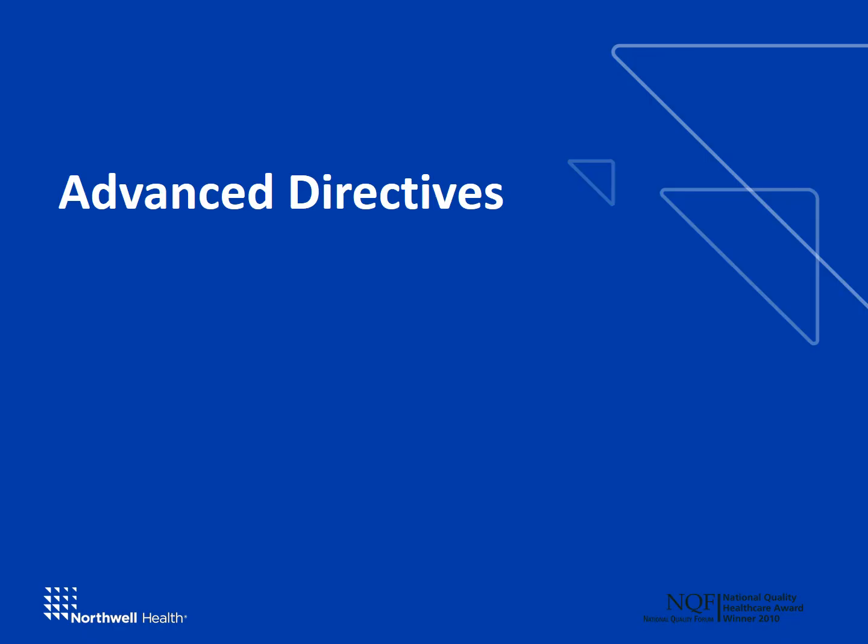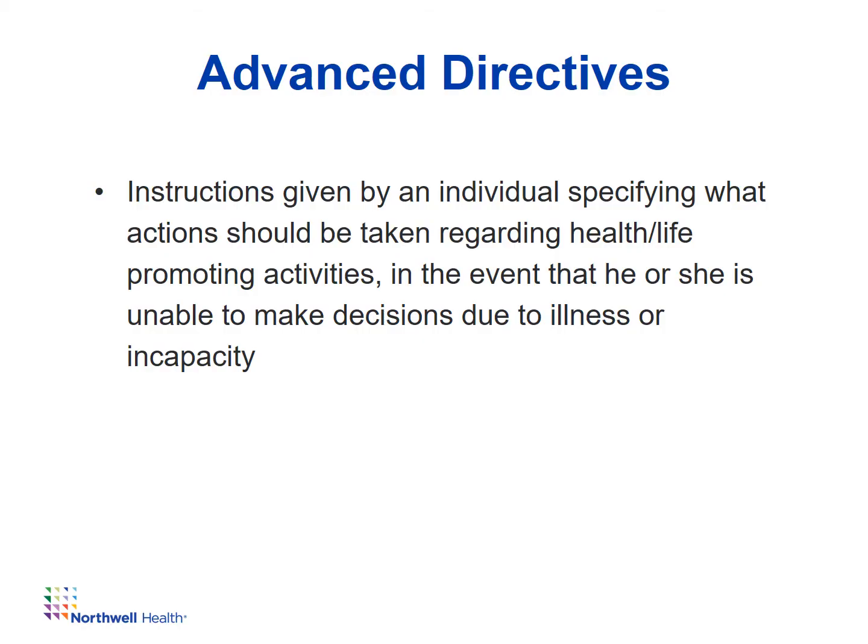We will next review the different types of advance directives and the role of the healthcare provider. Advance directives are instructions given by an individual specifying what actions should be taken regarding health or life-promoting activities in the event that he or she is unable to make decisions due to illness or incapacity.